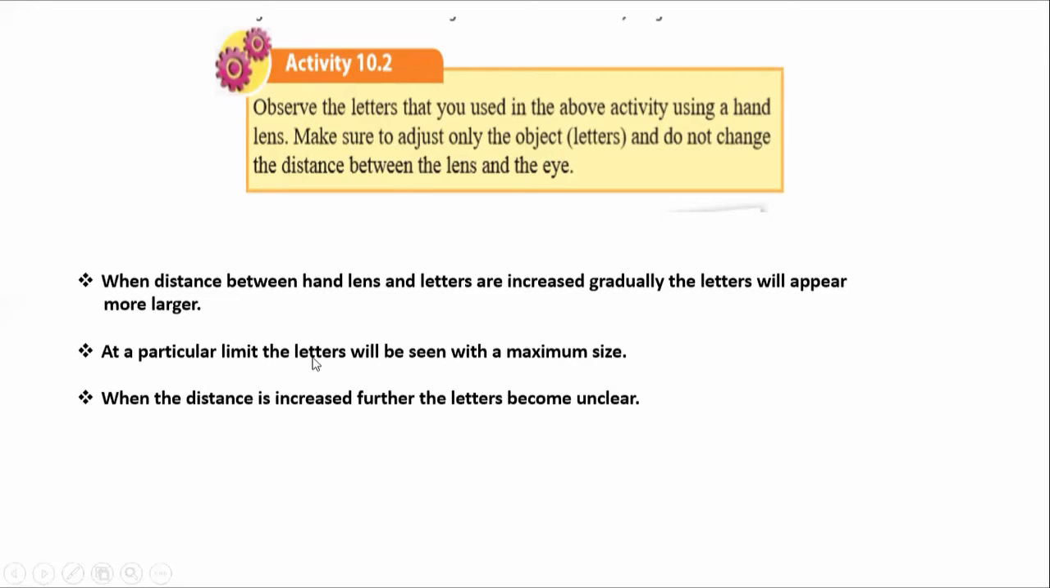When the distance between the hand lens and the letters is increased, gradually the letters will appear larger. That's clear, right? So when you increase the distance between the hand lens and the letters, they are going to appear larger, or they are going to magnify. All right. At a particular limit, the letters will be seen with a maximum size. When the distance is increased further, the letters become unclear. All right. So let me explain this part to you with an image.